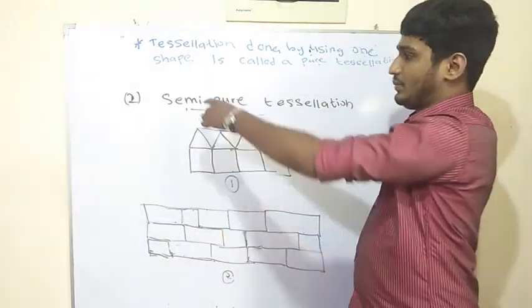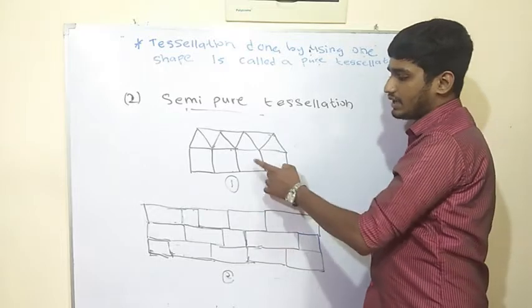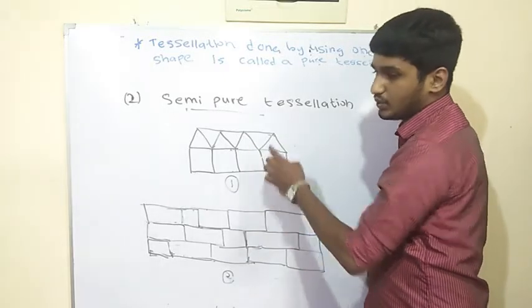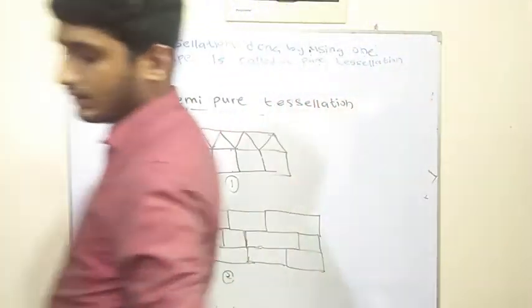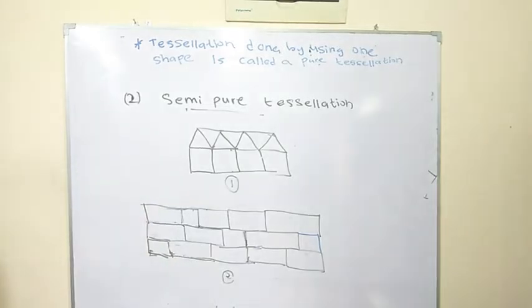You can see this topic is semi-pure tessellation. In this diagram, 2 shapes have been used. Draw it fast. You can see 2 figures have been used.